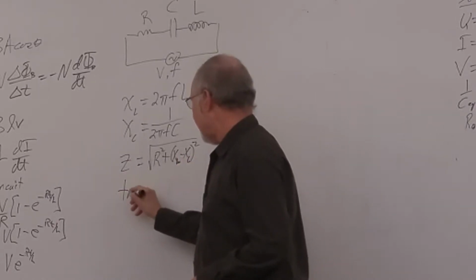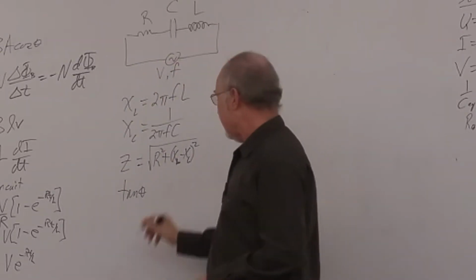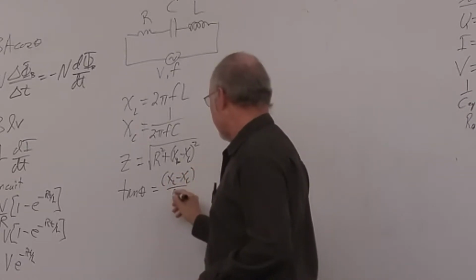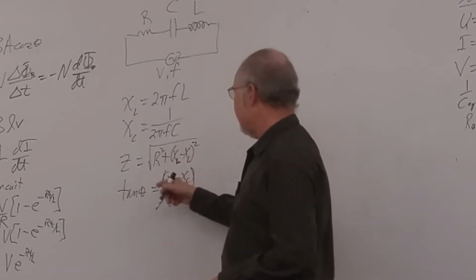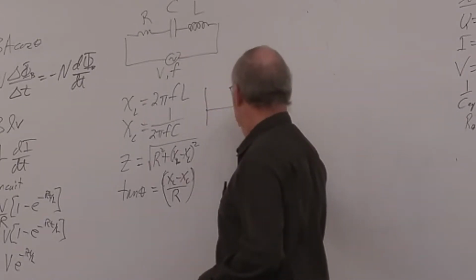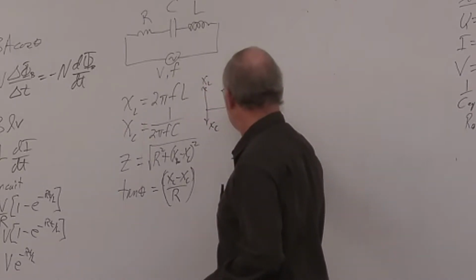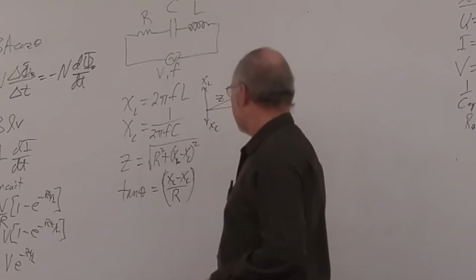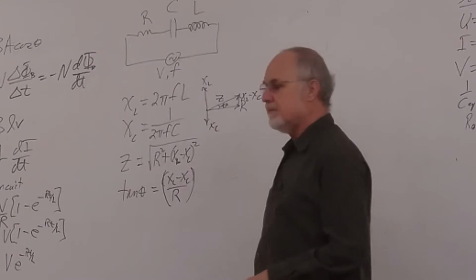And then the phase angle between the voltage and the current going through here would be Chi sub L minus Chi sub C over R. These come from that phasor diagram. So you had your R, Chi sub L, Chi sub C, and the difference between Chi L and Chi C, and then Z is the hypotenuse of that, and the phase angle is given for that one.